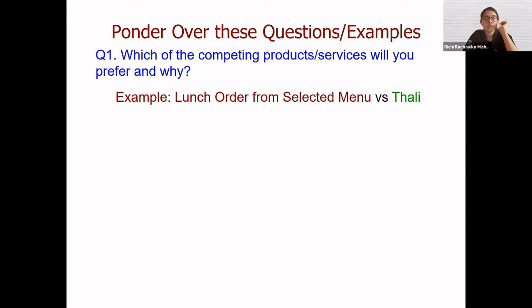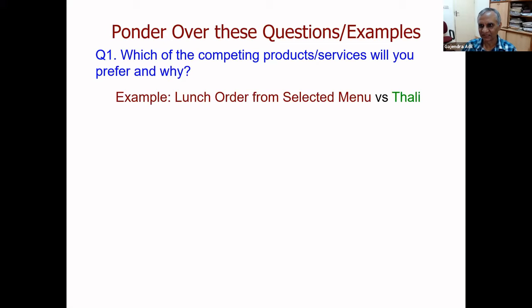Sir, if it's an everyday affair, then I'll probably go for thali. But if it's a special occasion, then I would order from the menu. What is the root thing? Is it the cost, the time, or what? Time, basically. Okay.